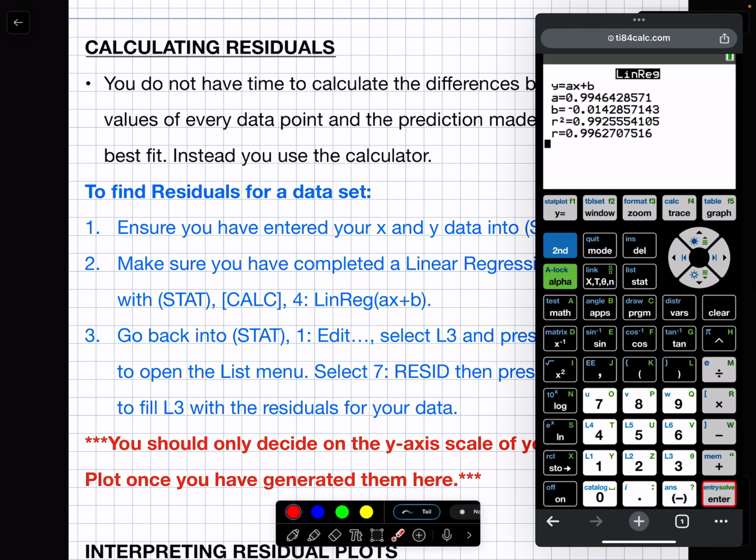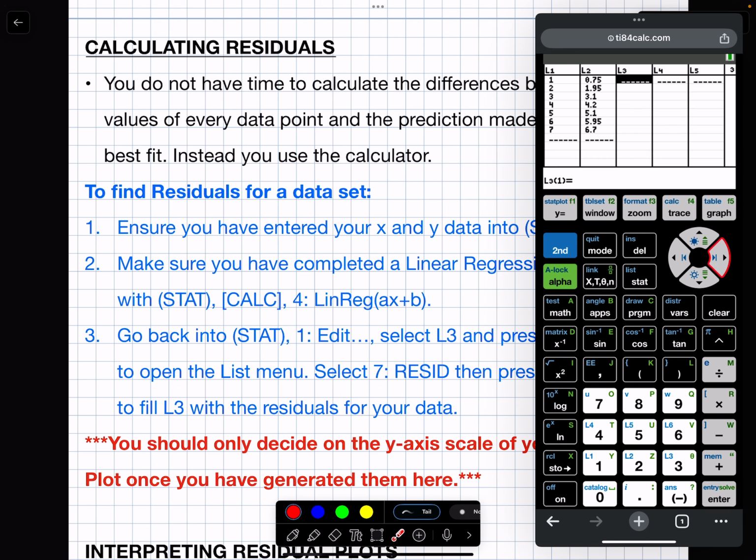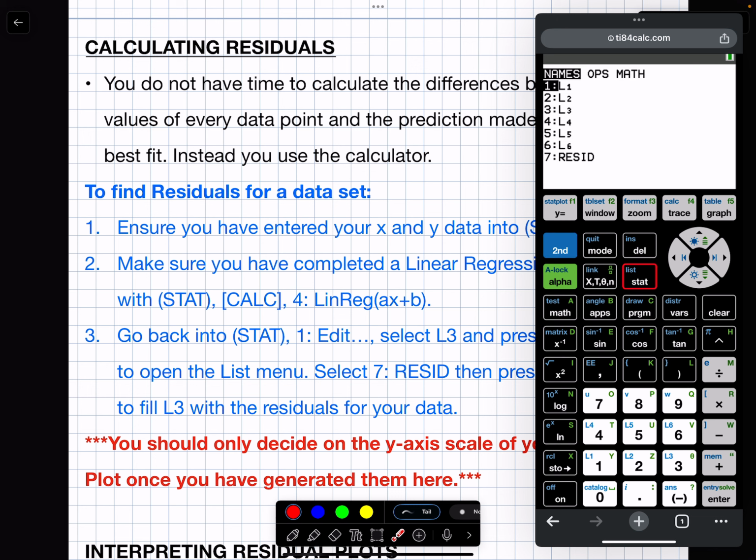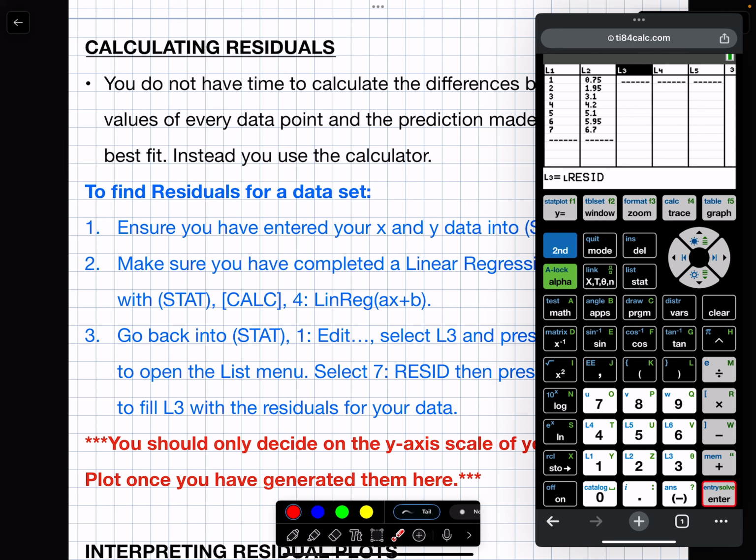You can follow these steps here. Go stat again. You go edit. You go to L3. And what we're telling the calculator is, in L3, can you put the residuals in there? So you go second, blue list over stat. Can you see resid popped up? Before there wasn't resid there. Why? Because I didn't ask it to do anything to any data. Now I asked it to draw a line through the data, there's going to be residuals there. So now select 7 resid. It found it for me. I don't have to take another number. It found the residuals for me.